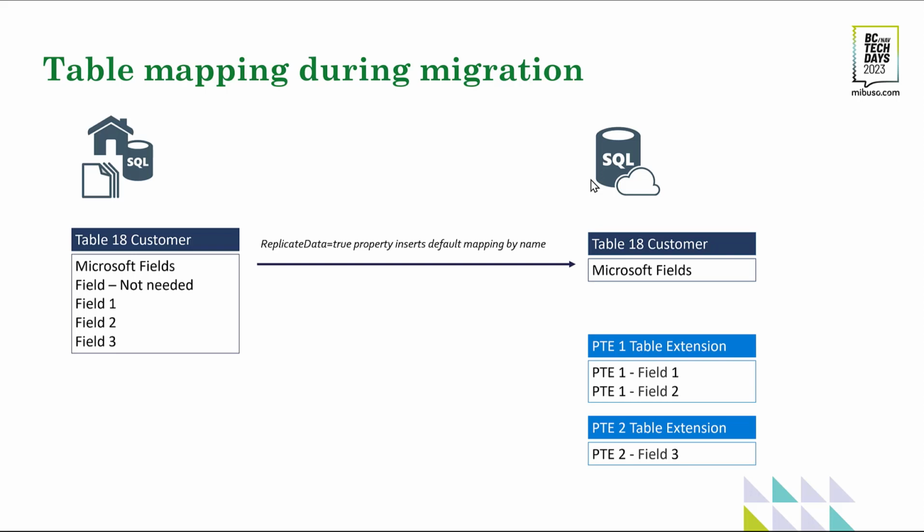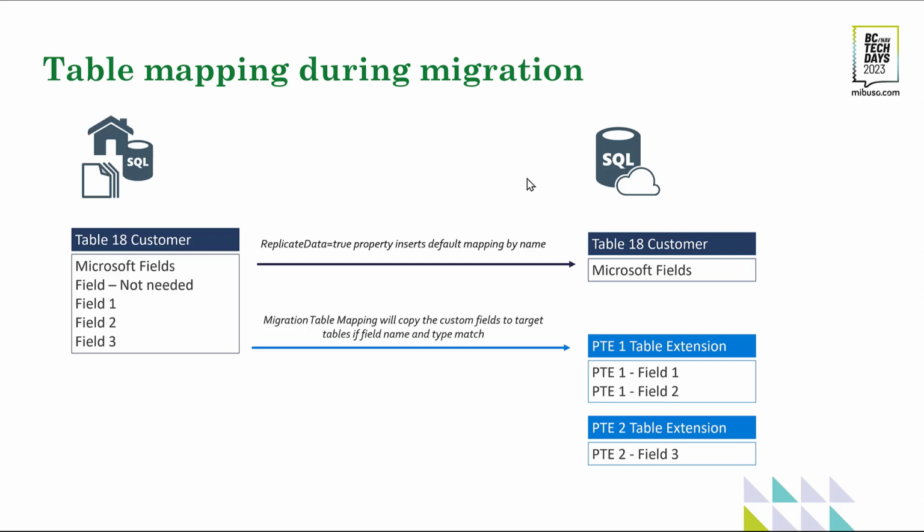Customer is going to be copied automatically because it has the replicate data property set to true. So we are going to insert a default mapping by name, and we are going to search for all of the fields that we can map by name and type, and we are going to automatically replicate. If we do not do anything, the other fields are going to be left behind. But now you are able to do these simple migration table mappings, and this will copy the custom fields to the target table if the fields match.